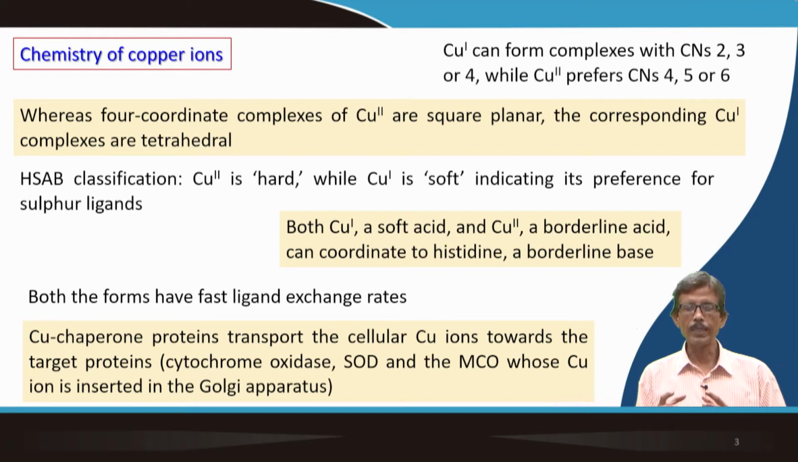And if you have a multi copper oxidase, that means MCO, maybe in the next class we will talk about the multi copper oxidases, where many copper ions are there, but the individual copper ions are getting inserted within the Golgi apparatus of our cell.